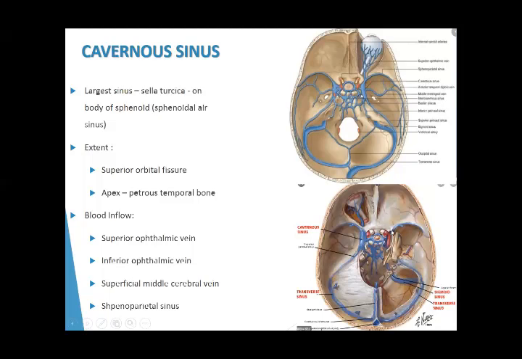ये anteriorly over here, ये lesser wing of sphenoid है, and deep to this lesser wing of sphenoid, we have the superior orbital fissure. Okay, so the cavernous sinus lies on either side. दो हैं, one on either side, right and left. The cavernous sinus lies on either side of the body of sphenoid.